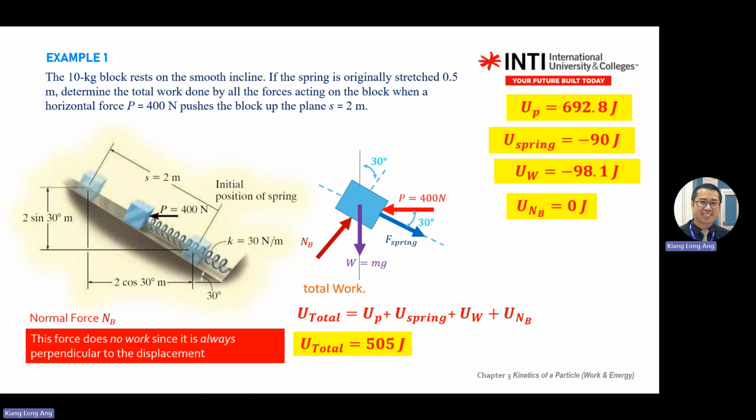Just to summarize what actually happened in example 1, you just look at the question and then identify what are the forces involved in the process. They are the external force, the spring force, and the contact force. But the normal force always gives you 0. Again, for the normal force, you write work done by the normal force is 0. This is a bonus mark. Okay, you write this one, you get 1 mark.